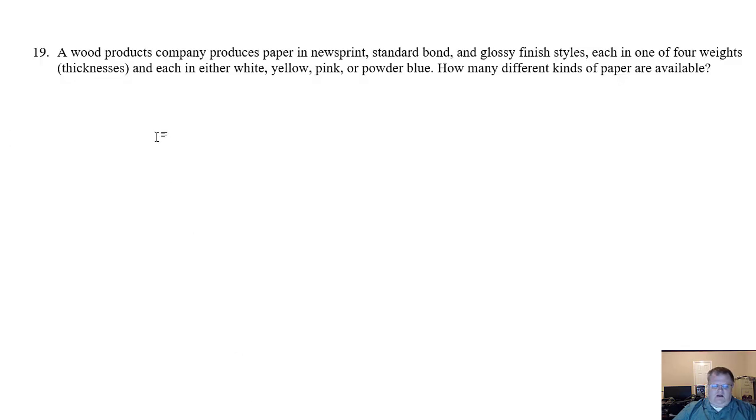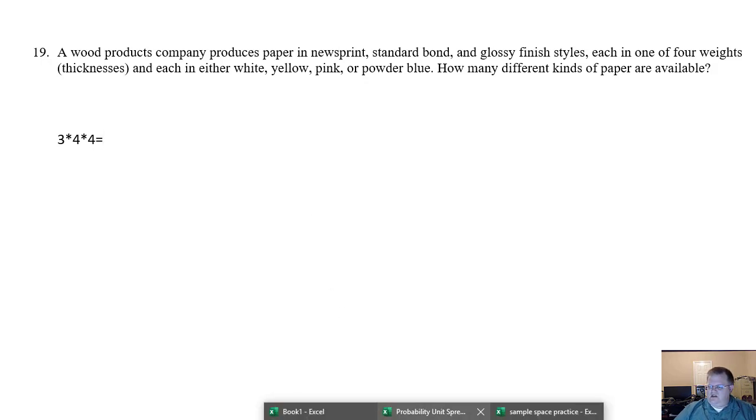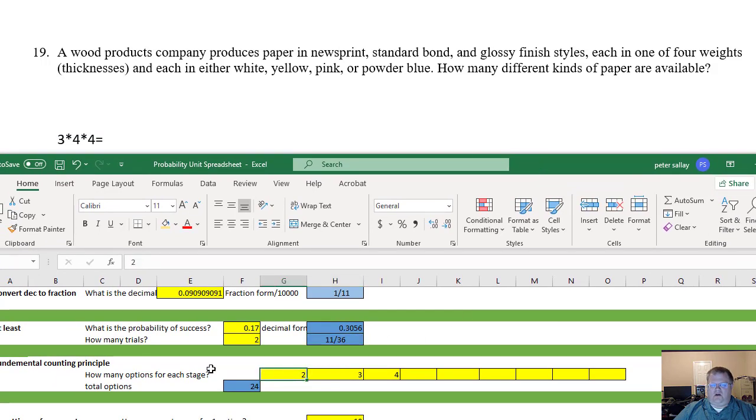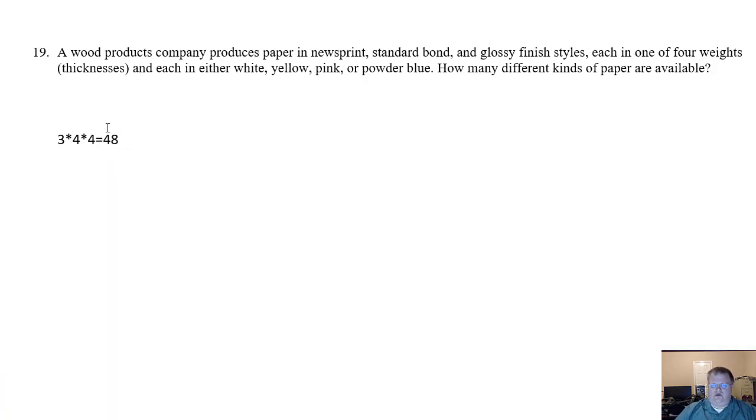So in this case, we have paper, so newsprint, standard, glossy, so that's 3 there. And what about weights? We have 4, even though we don't know what they are. And we have 4 colors. In the spreadsheet, that's what we're typing here: the outcomes for each event. So 3, 4, 4. When I multiply that all together, I get 48. So there's 48 total options.